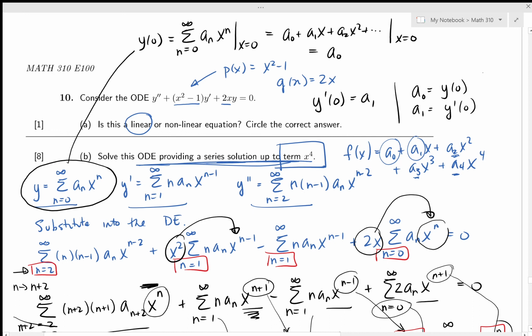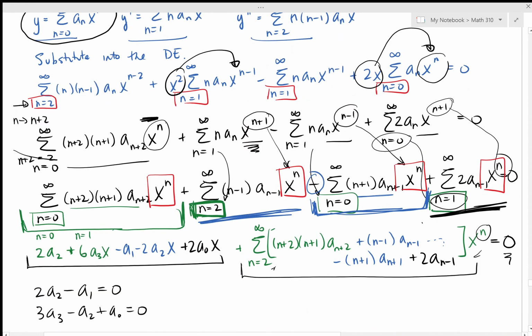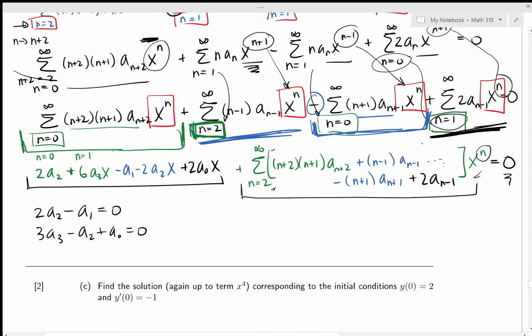So I was told in this problem to find up to term 4. Without even doing anything, I have in fact identified what a0 and a1 are. There are those two things here. Now, down here, I've got a mechanism for figuring out what a2 is in terms of a1.